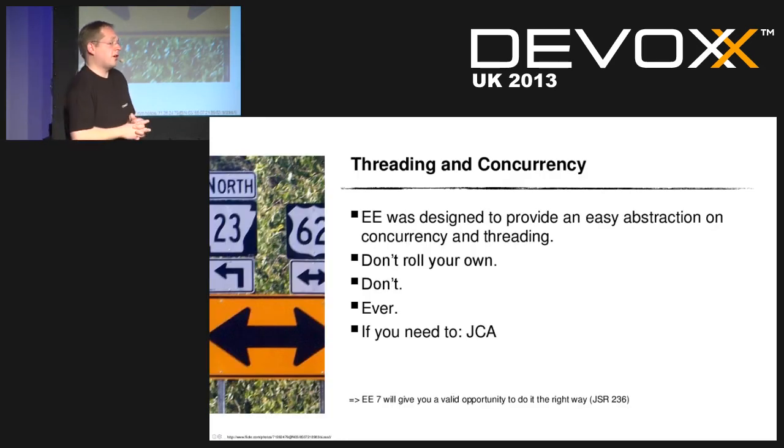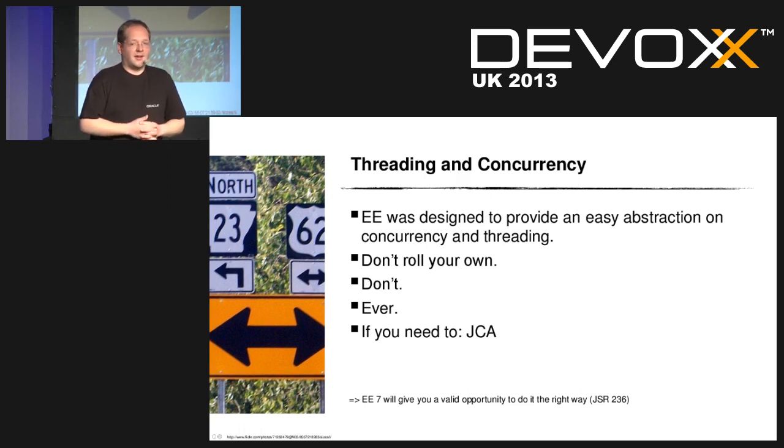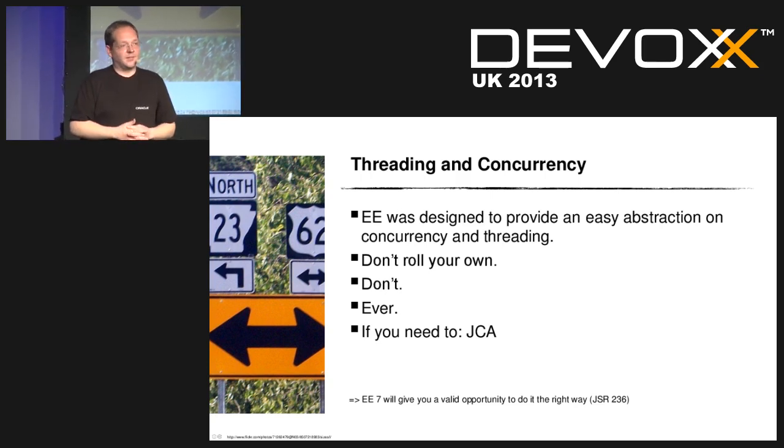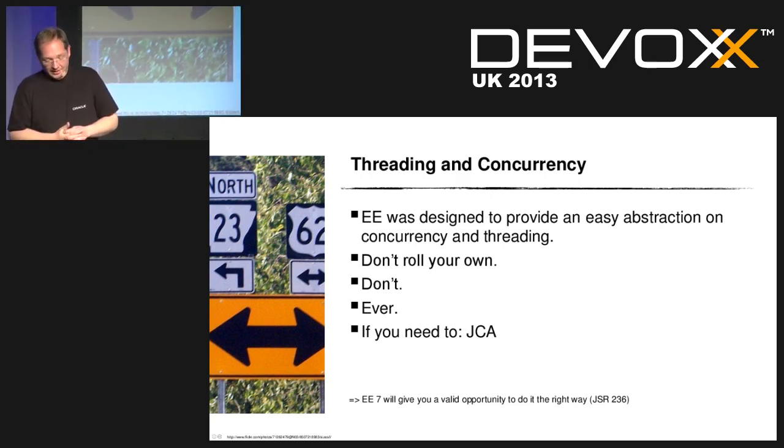My favorite still is threading and concurrency. I've seen everything. Some people launching threads and runnables in servlets. Unbelievable. It was never designed to be like that. EE was designed to take that burden from you. You just had to have a decent runtime environment where you could use everything that the application server gives you. And you don't have to care about threads or pool sizes at all. I mean, it's simply there. Please, never roll your own threading stuff.